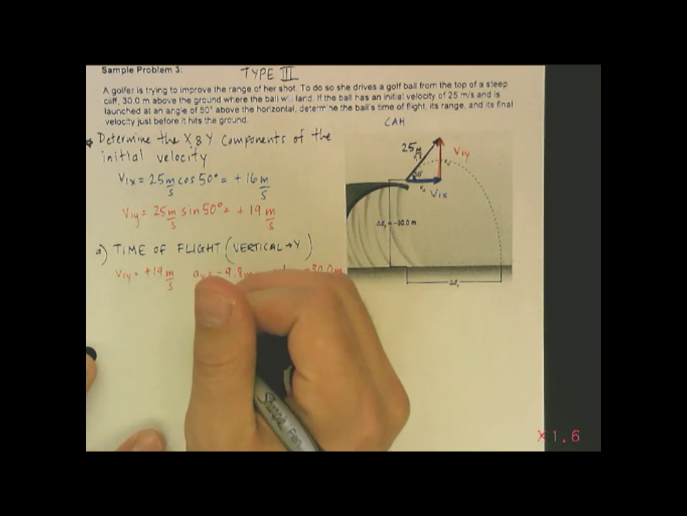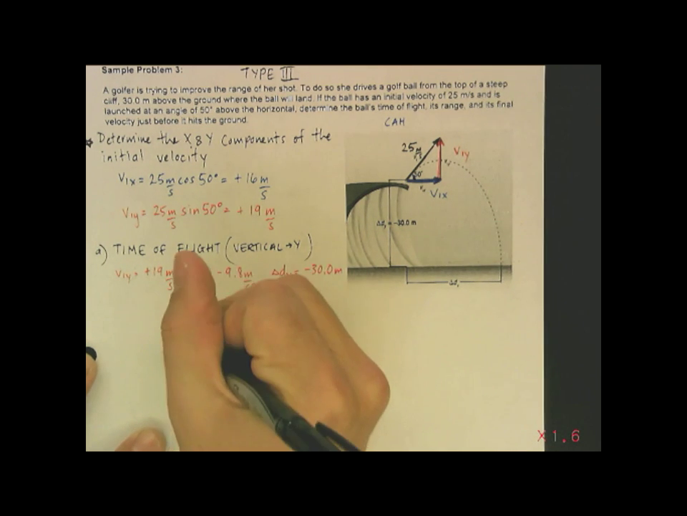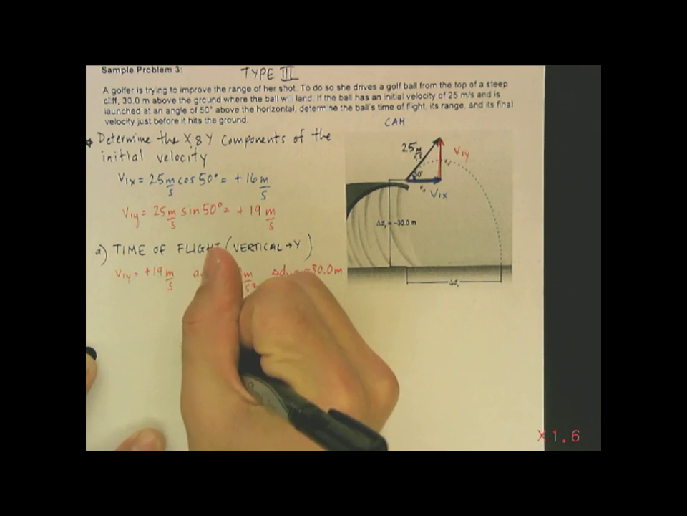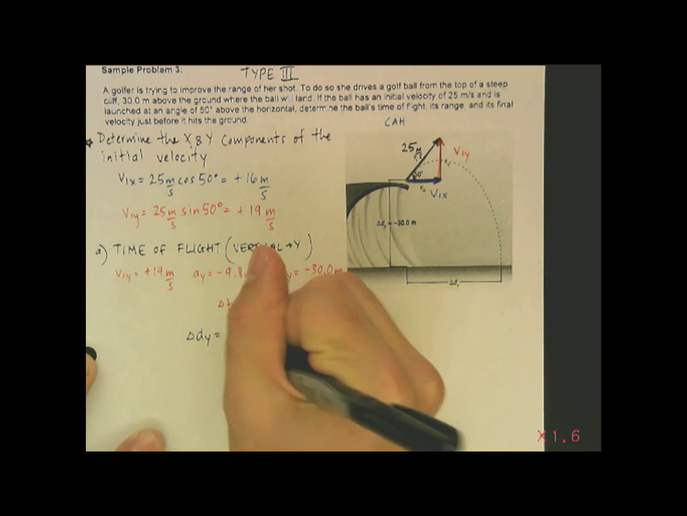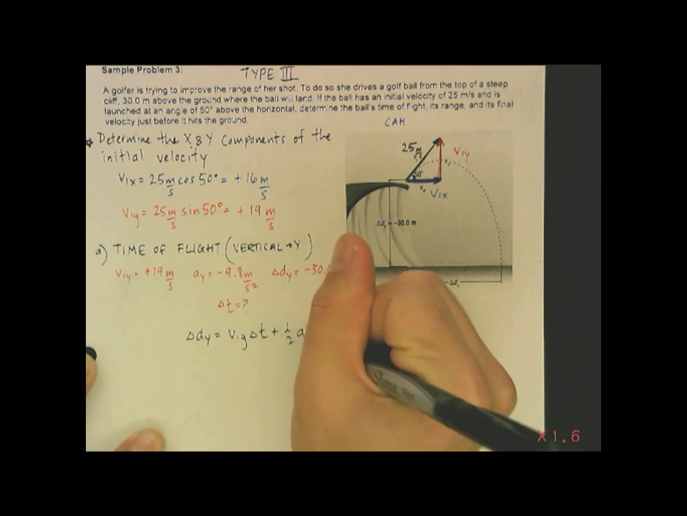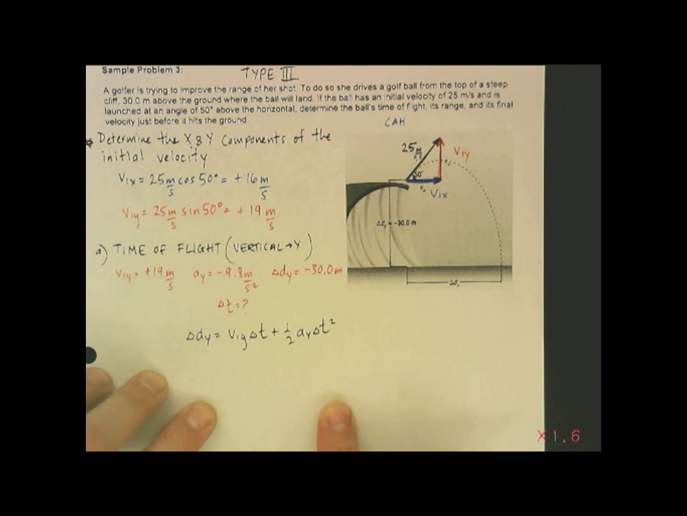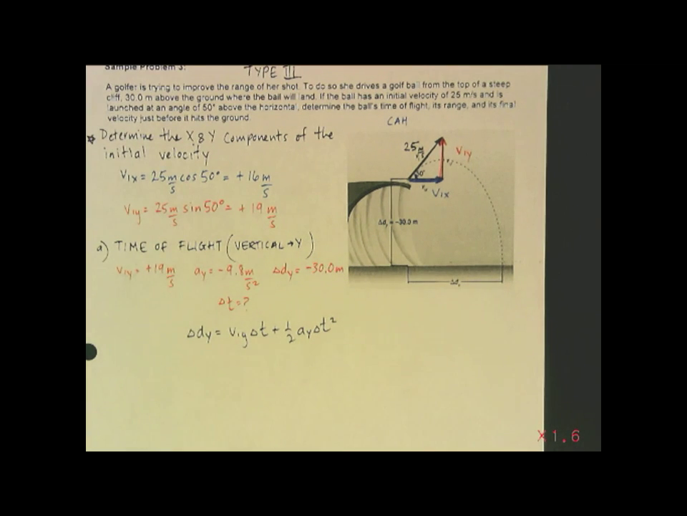Negative 2 v1y over ay. Negative 2 times... what equation are you looking at? Okay, so we're going to use delta dy is equal to v1y delta t plus 1/2 ay delta t squared. Is that the one that you're using? Yeah. Okay. Now, we're using this equation to solve for time.